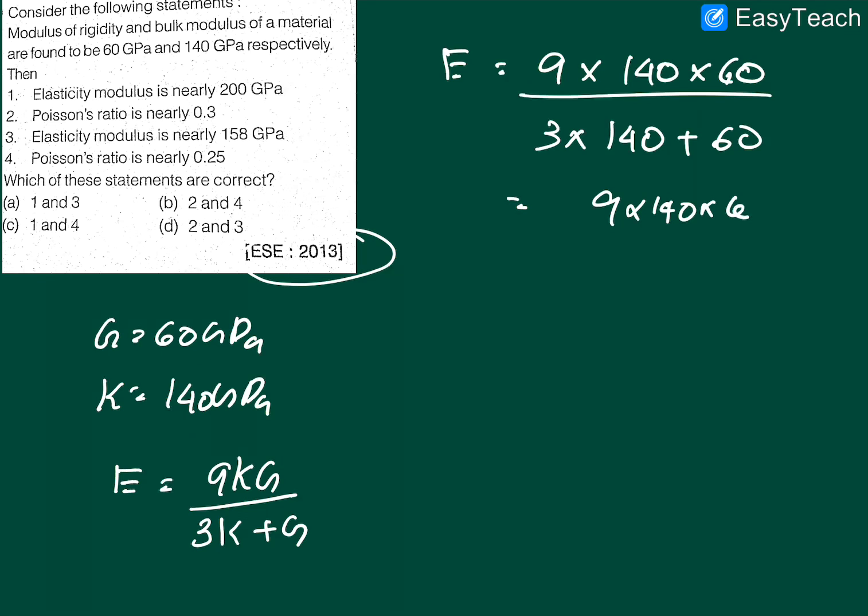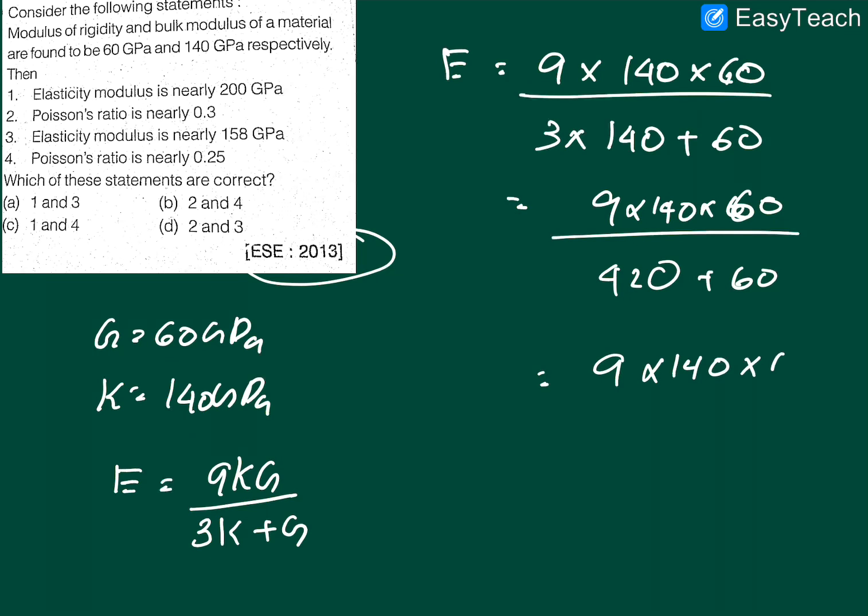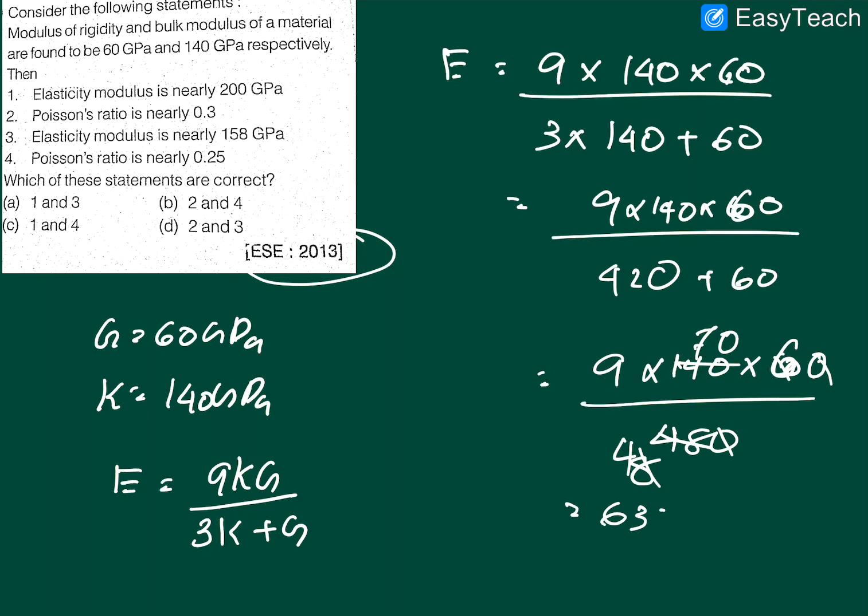That goes to 140 and 60 divided by 420 plus 60. So again 9 into 140 into 60 divided by 480. The 0 can get cancelled, then 70 divided by 4, again 630 by 40. So almost 158 gigapascal we can obtain.